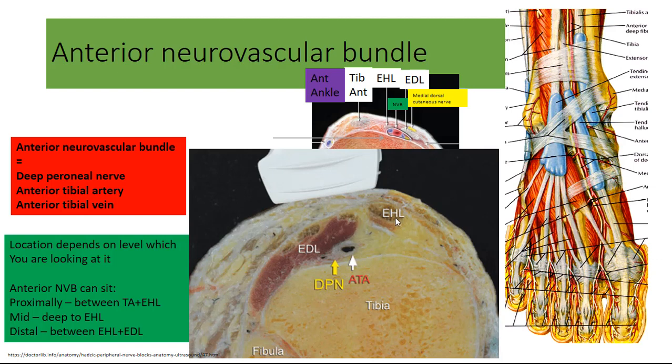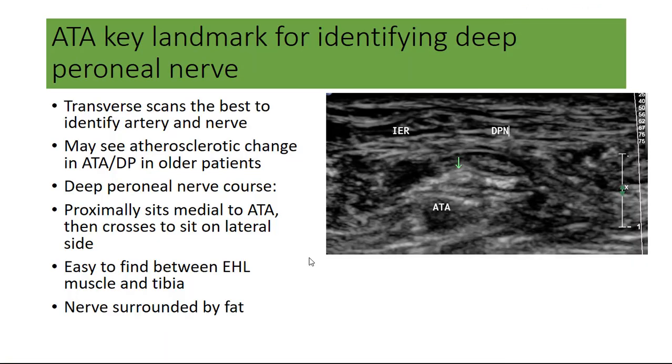We can see between our extensor digitorum longus and our extensor hallucis longus, it's sitting in here, but it will move that neurovascular bundle, as I showed you, as you move down through the leg and through the foot. So it is important to note that using relative structures can get confusing unless you know that they're going to move. The key landmark that we're going to use is our anterior tibial artery, and follow it with that. And the nerve can sit on either side, it can sit superficial, it can sit deep to it.